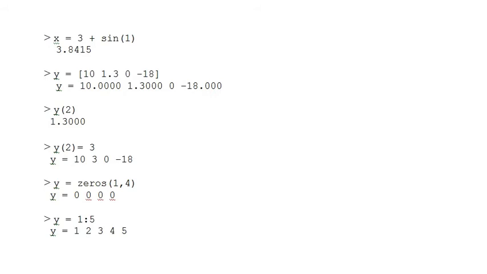The built-in zeros function creates an array initialized to zeros. For example, the command y equals zeros, left paren 1, comma 4, right paren, creates an array of 4 zeros as shown. Also, an array of consecutive integers from 1 to n is created by the syntax, and this is unique to MATLAB, of 1 colon n. So the command y equals 1 colon 5 creates the array shown.